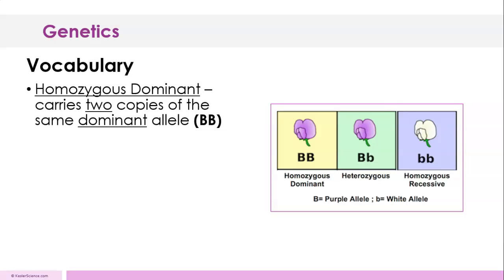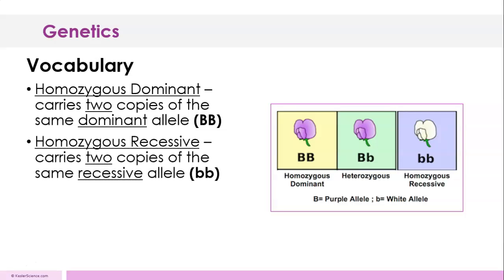And so they have chosen to have the letter B, and the capital B would refer to the dominant trait, which apparently here is purple. Lowercase b then would refer to the recessive trait, or white. So a homozygous dominant plant here would have 2 capital B's. Remember again, that prefix homo means same, so it's going to have 2 of the same letters.